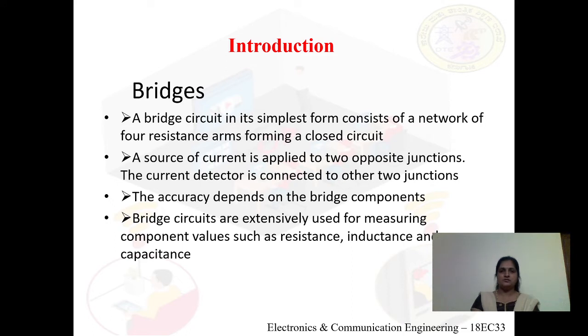Coming to the bridges and the introduction part, a bridge circuit consists of a network of 4 resistance arms forming a closed circuit. It is called a closed network. Here the source of current is applied to 2 opposite junctions, and for the remaining 2 opposite junctions, we have to connect the current detector. And here the accuracy depends on the bridge components. Accuracy depends completely on how accurate the components we use in our bridge circuit are.